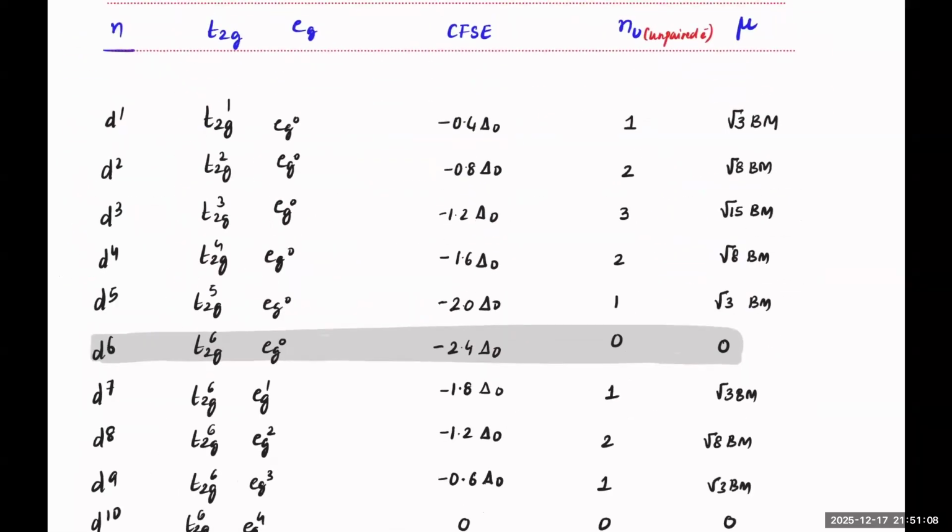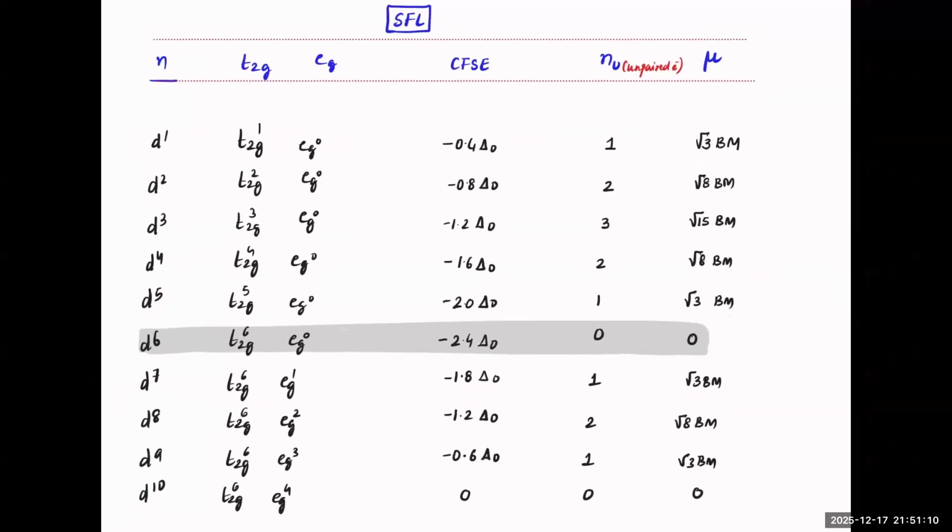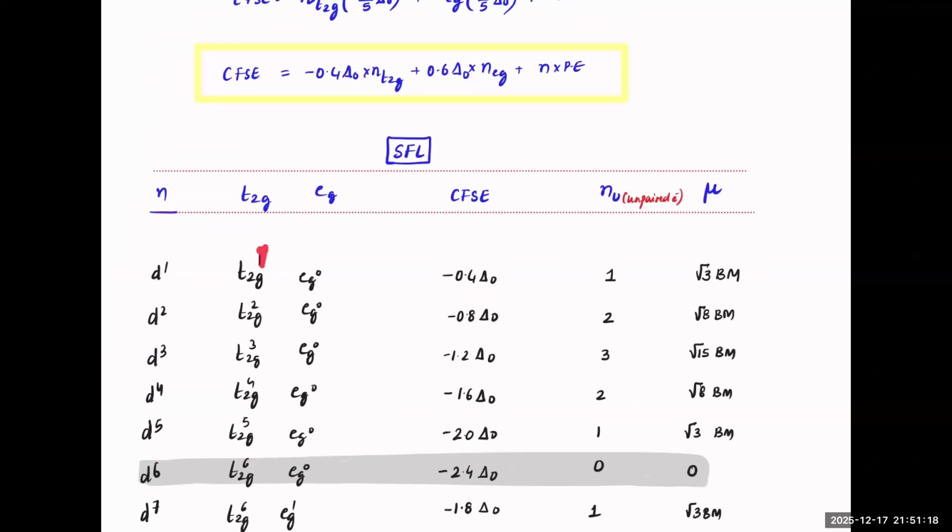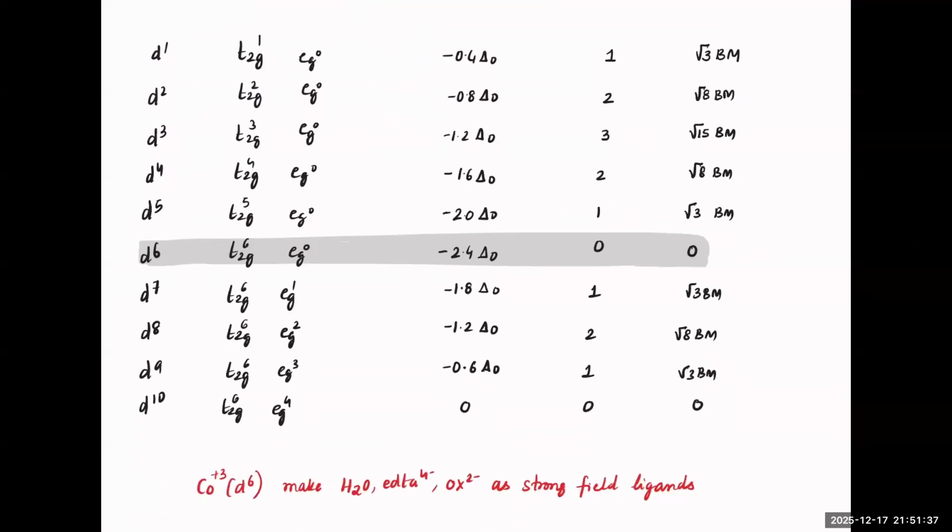Now notice one by one. If you have a strong field ligand, the first three cases are the same: 1, 2, 3. In that case, T2G gets 1, T2G 2, T2G 3. For that, the CFSE calculation is this value. The number of unpaired electrons are 1, 2, 3. This is the mu value. For the fourth one, since it is a strong field ligand, you will be pairing it in the same position, isn't it? Now here is the interesting part.